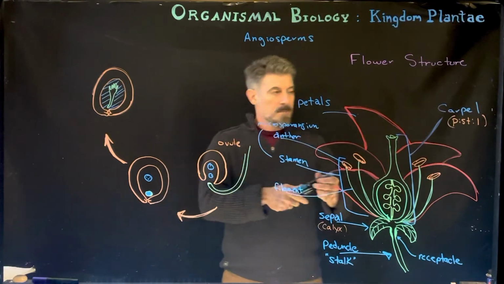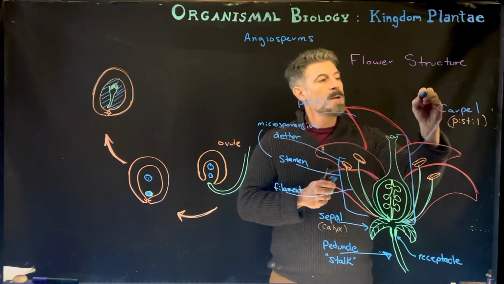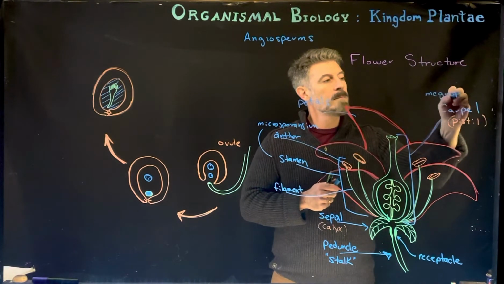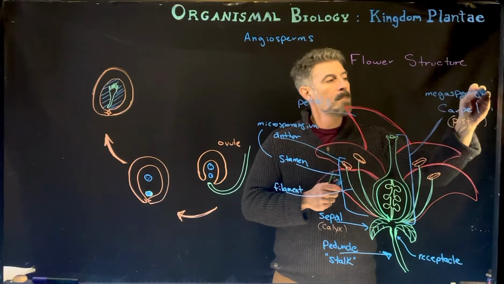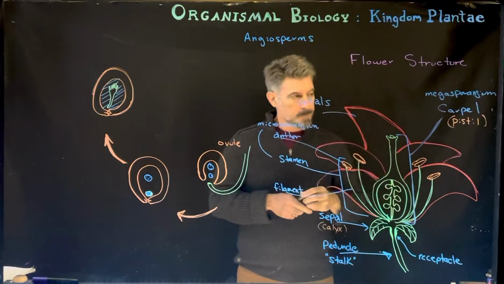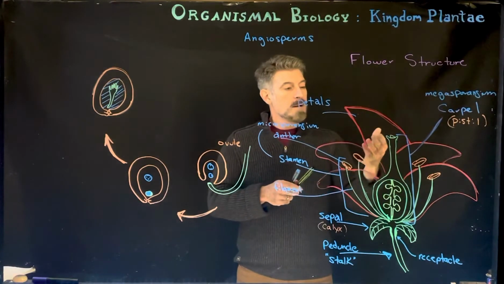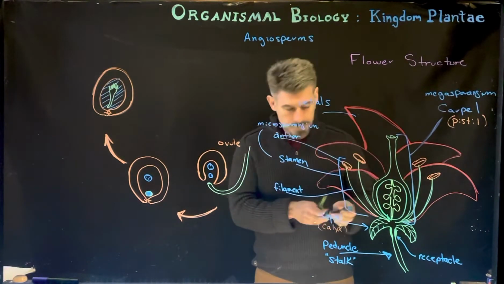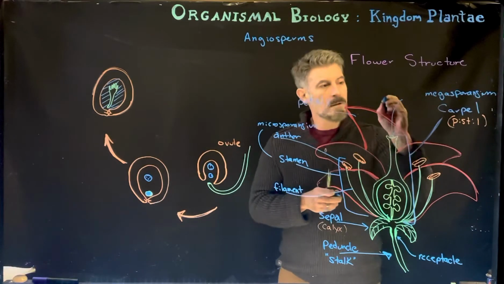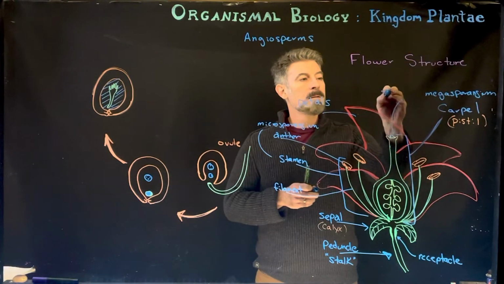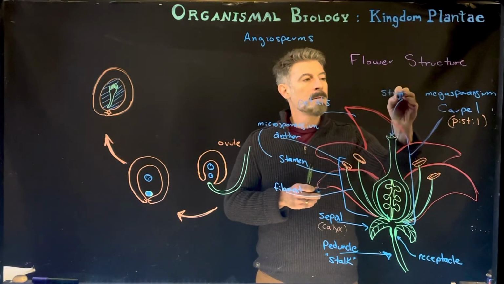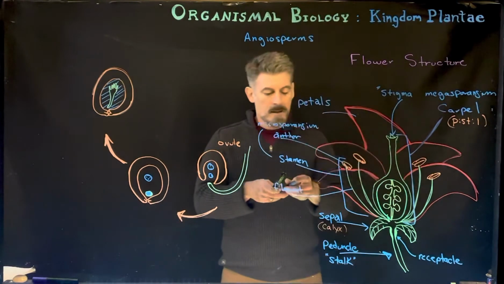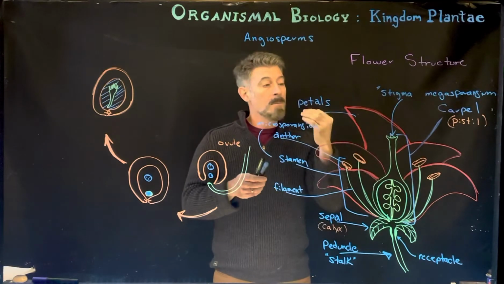So the inside here is where we have the megasporangium, and it's broken down into parts. At the very tip here, we have a structure called the stigma. So take note here: the stigma is the structure where the pollen will attach.